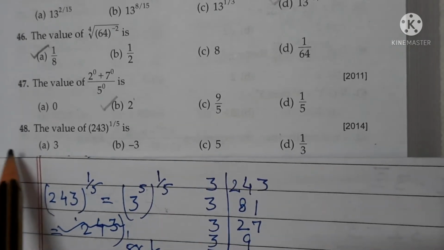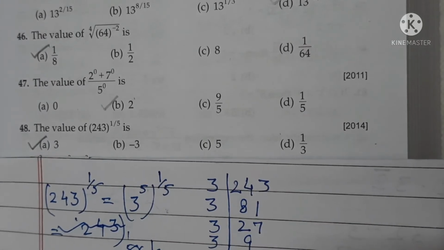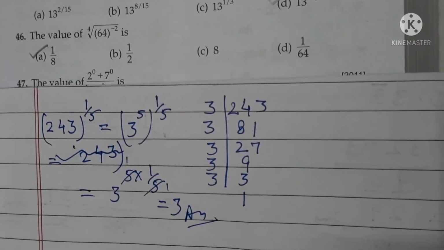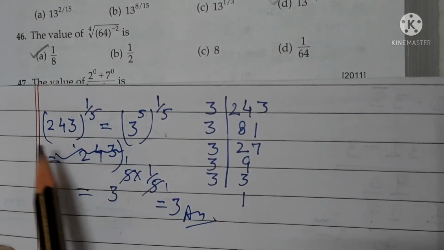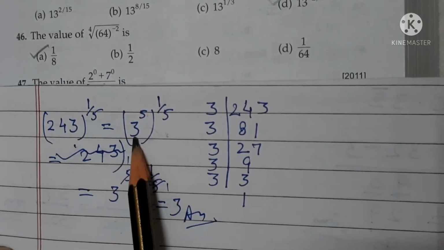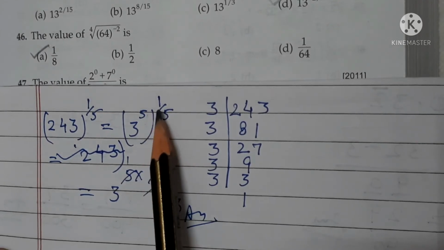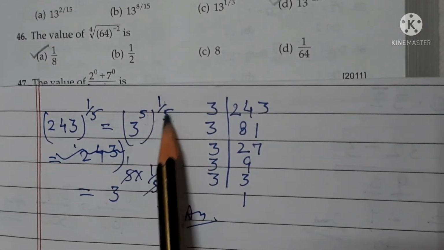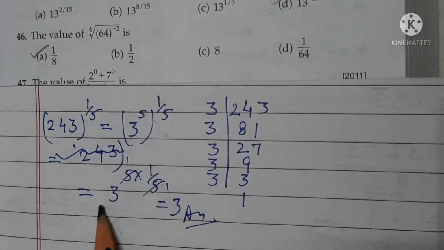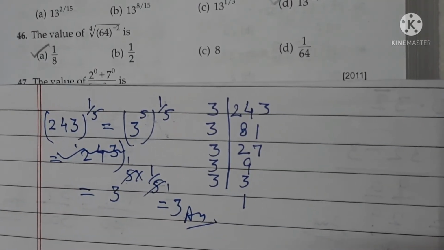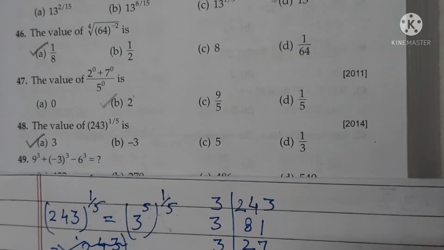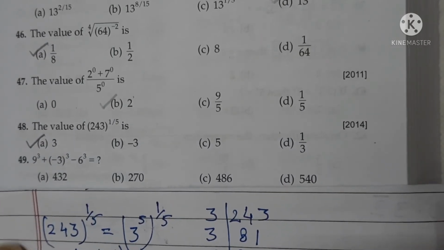Option A is correct. Now see again, because it was not captured by camera. See again, 243, you can write it 3 to the power of 5 whole to the power of 1 upon 5. These powers will be multiplied and cancel. Only 3 you will get. Next question. Question number 49.